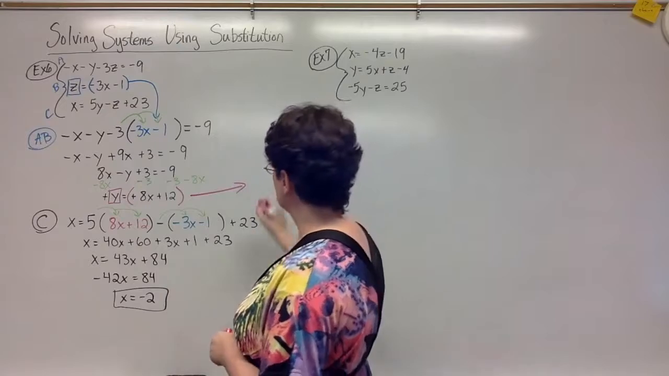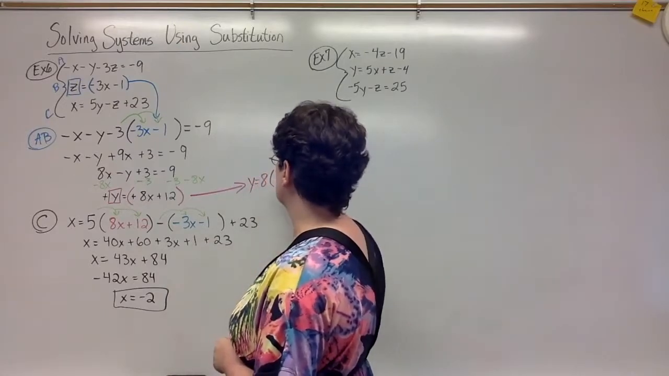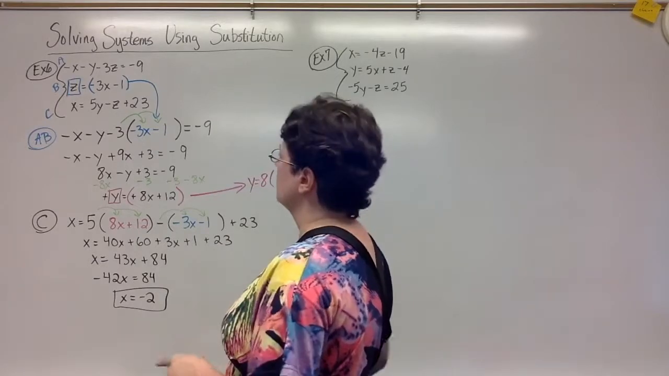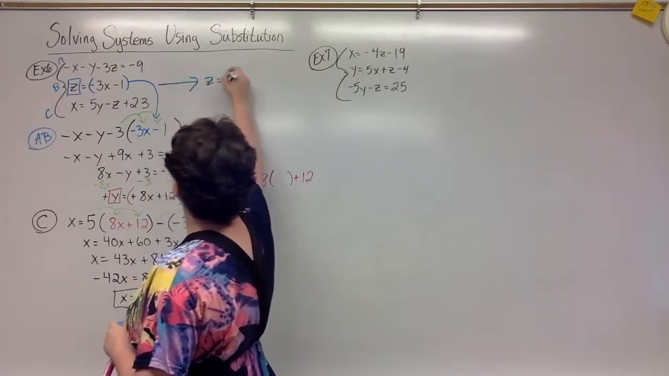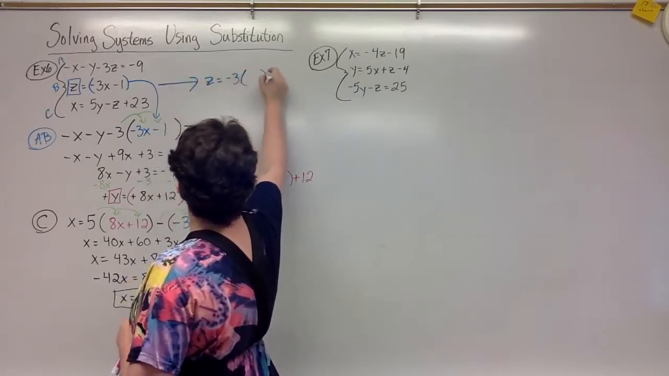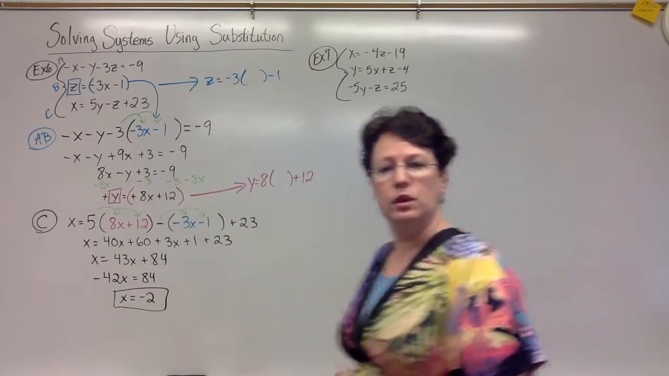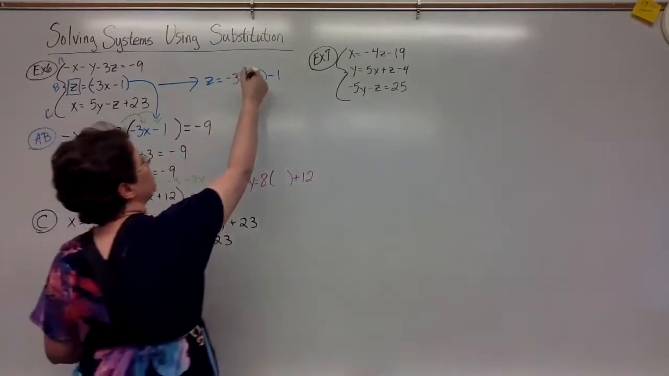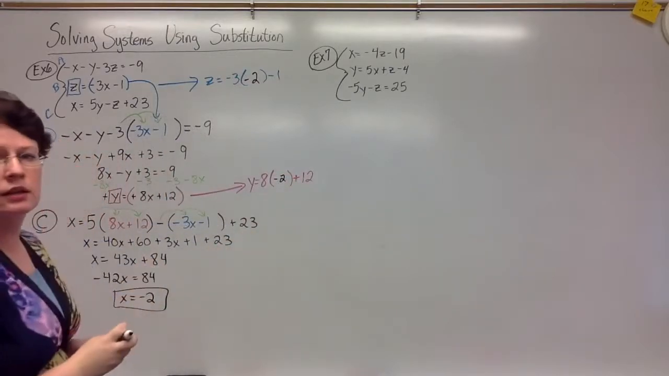Okay? So y was equal to 8 times x plus 12. Right? What was z? Z was equal to negative 3 times x minus 1. All right, well that's cool. Now we can plug that in. So I'm plugging in negative 2 to both places. All right?